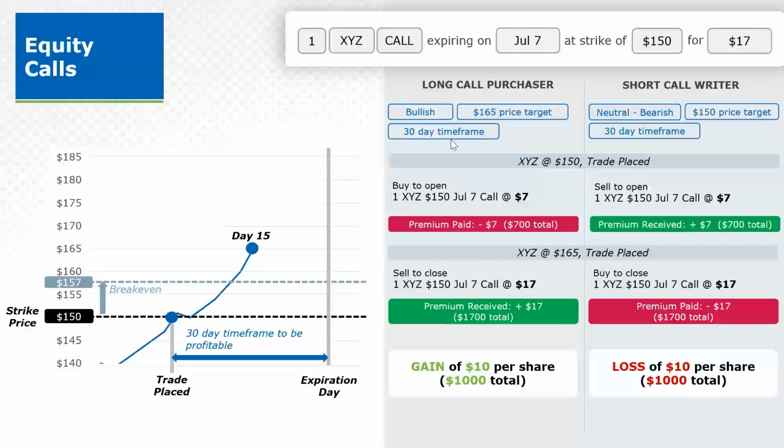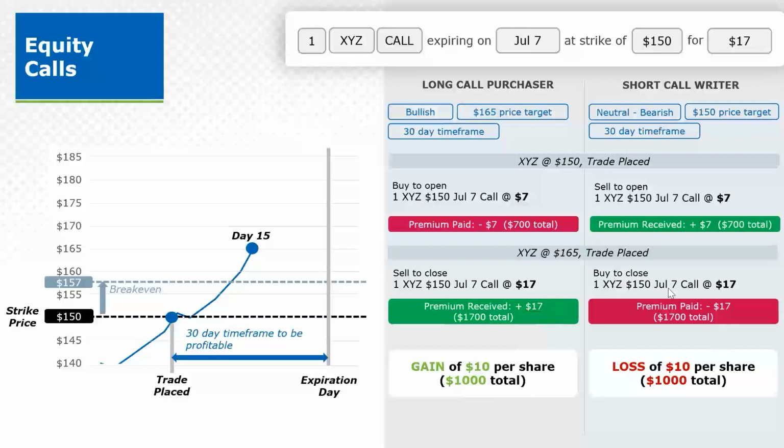Okay, so the long call purchaser in this case decides to sell to close that call option and receives $17. And this reflects a gain of $10 a share, because receiving 17 after purchasing for 7 gives you $10 per share in total, or a net profit of $1,000.